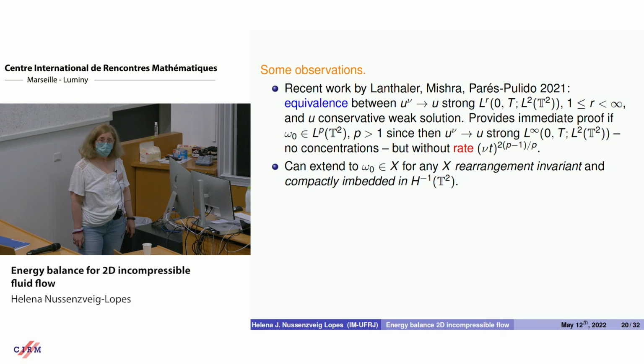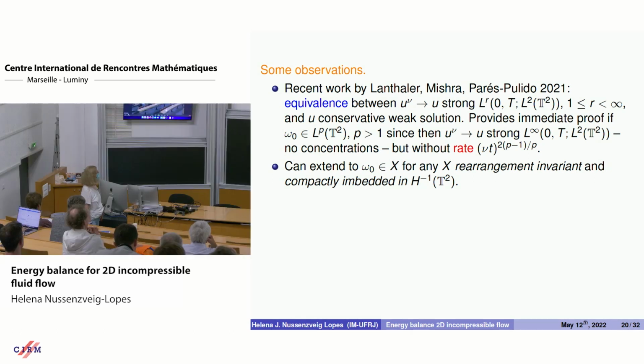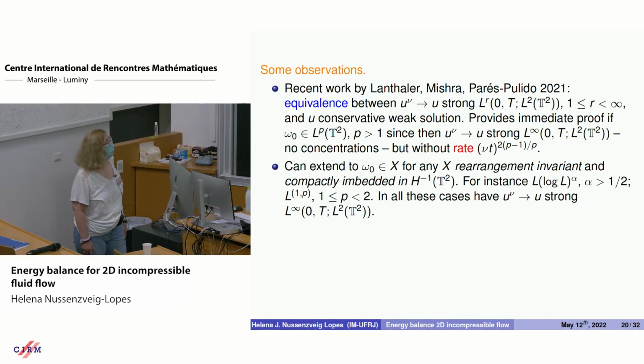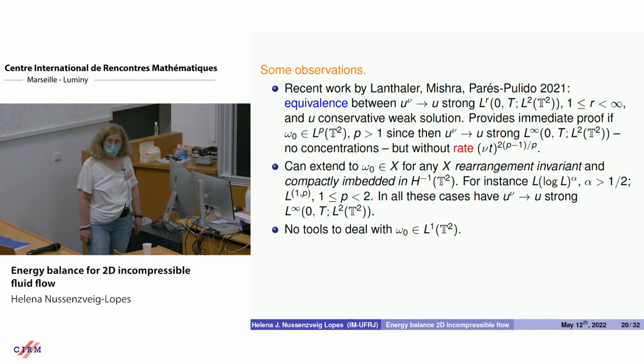On the other hand, in view of the result, you can extend our result to other conditions on vorticity as well. So for instance, if the vorticity belongs to any rearrangement-invariant space which is compactly embedded in H^-1, then you again have conservation of energy. For instance, all of these Orlicz spaces, L log L to the alpha, for any alpha greater than 1/2, are included. All of these Lorentz spaces, L^(1,p), for p less than 2. But these are different Lorentz spaces from the ones considered by Brué and Colombo.